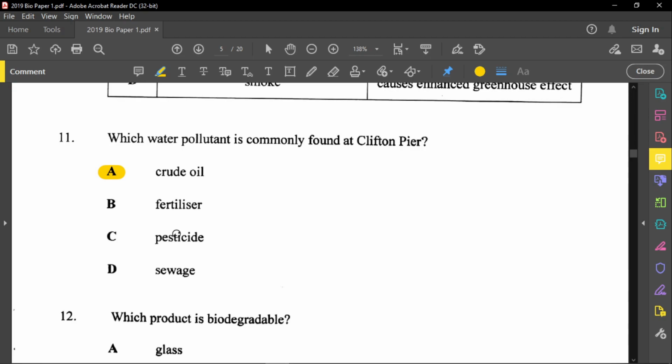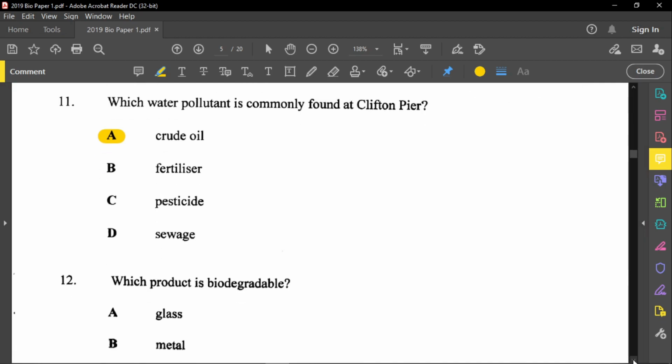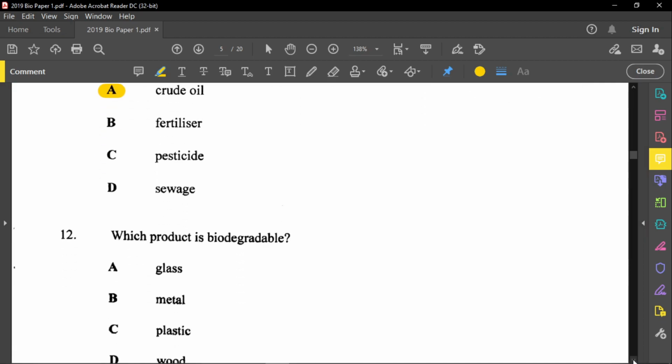Fertilizer and pesticides will be on farm areas. So you find these on farm areas or areas where they do farming. Sewage could be where you have a lot of residential places or sites. All right, so generally we have a large population of houses and so on. That's where you'll find mainly sewage, or you may have large factories.